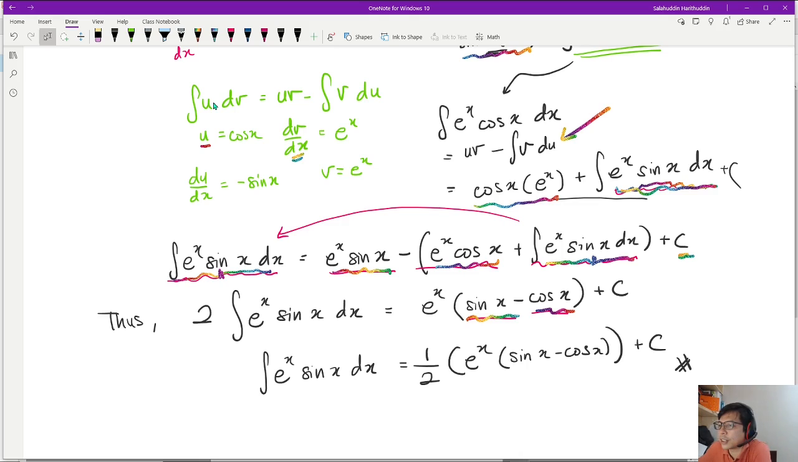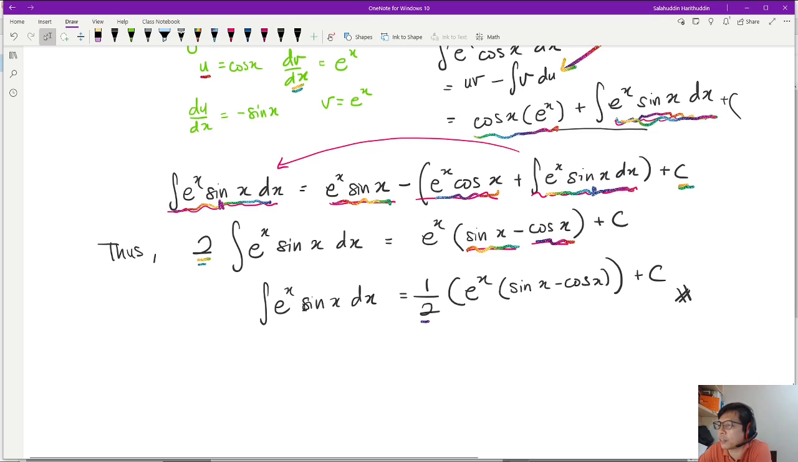So finally what I've done is I bring the 2 back in here, so I got the expression for the integral of e to the power of x sine x dx, which is this whole thing right here. This is nice.